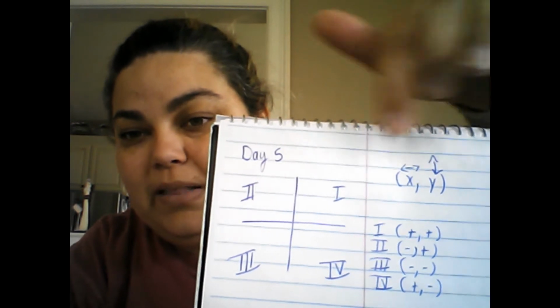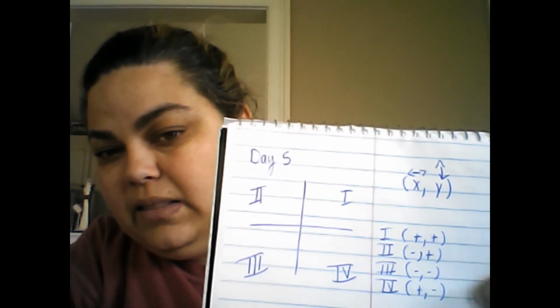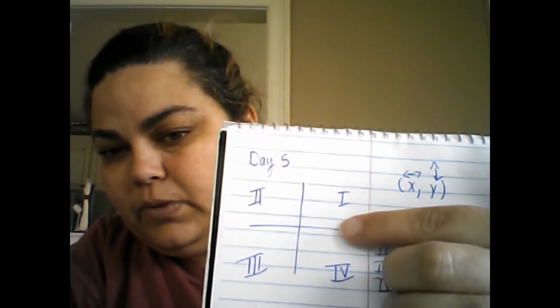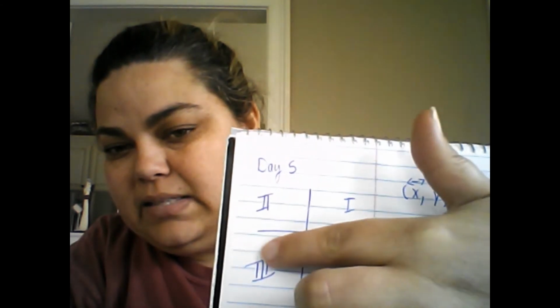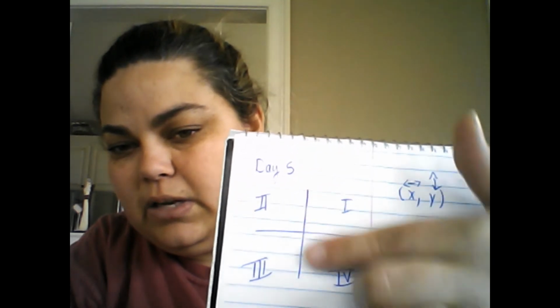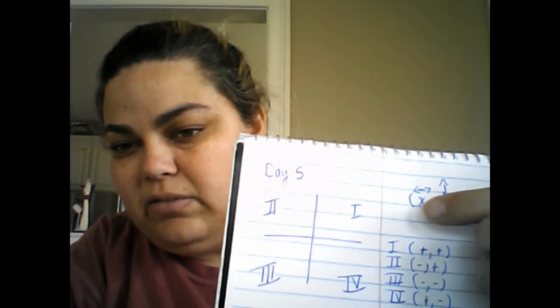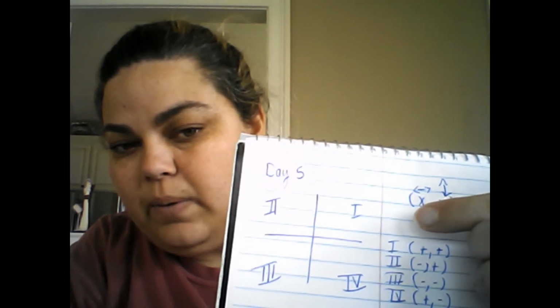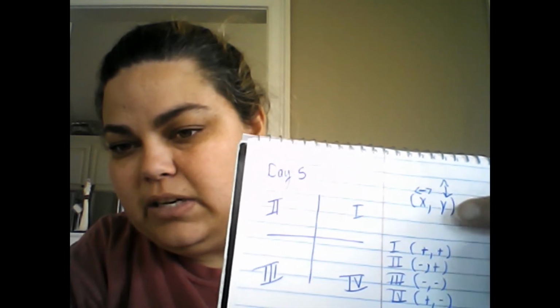The x tells me left or right, okay? This right here is the x-axis. It goes side to side. The y-axis goes up and down. So the x value tells us how far left or right we go. The y value tells me how far up or down, okay?